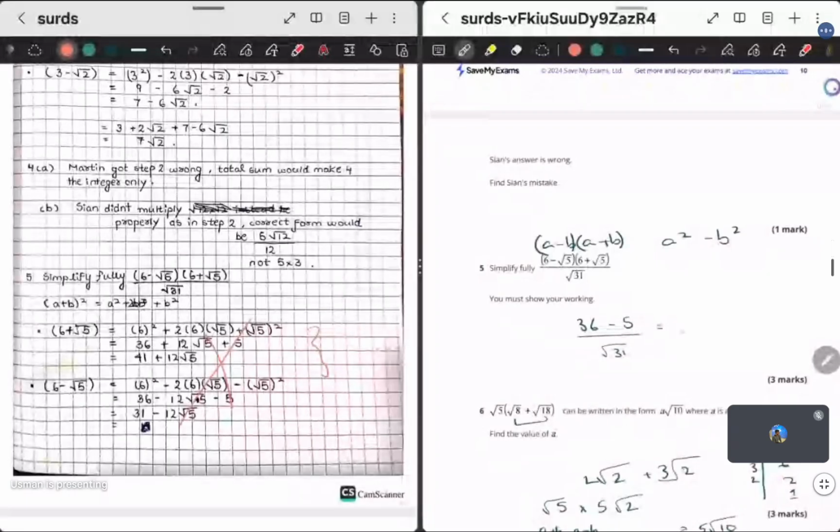which becomes 31 over root 31. And we will simplify this by making this root 31 here. And this comes out to be 1 over 31. Right? So 31 root 31 is your final answer. Right? Because you have to rationalize it as well.